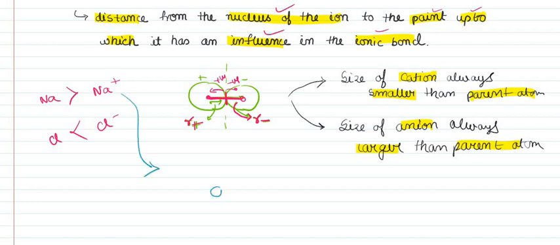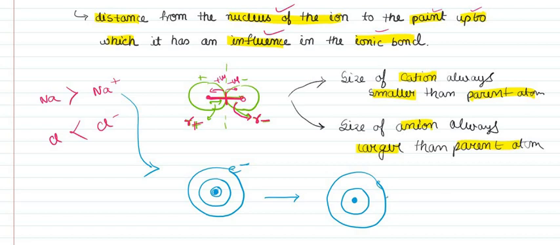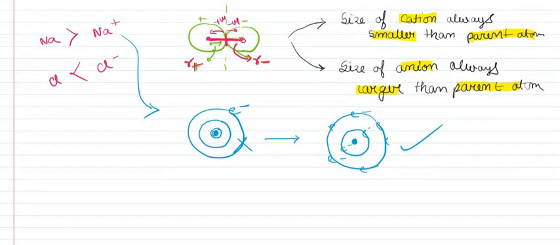Sodium has 3 shells, and here we have 1 electron in the outermost shell. This is the nucleus, the positively charged nucleus inside. Now we are removing 1 electron. What happens? Only 2 shells remain, with 8 electrons in the outer shell and 2 in the inner. So we have removed one extra shell from this sodium, so definitely the size of sodium will decrease as it becomes positive.